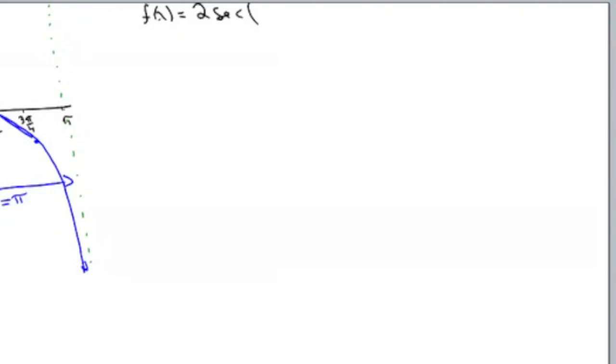I don't know why. So 2 secant of 3x minus pi over 4. I want to graph this. Go ahead, Dan. Now, technically, you should be able to do this, but I have to give you a few hints. Hint number one, the secant function is equal to what?